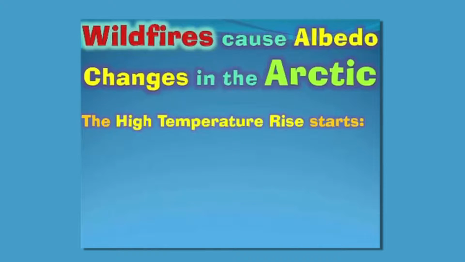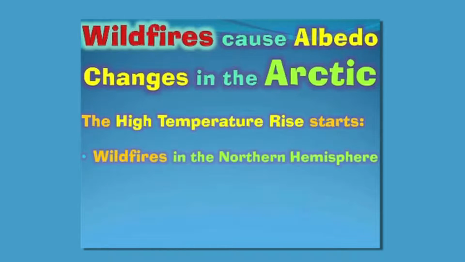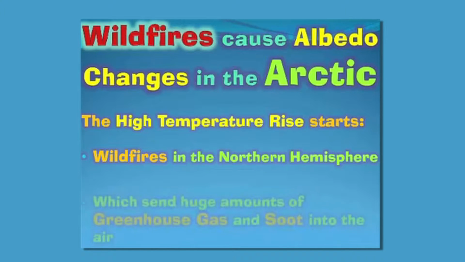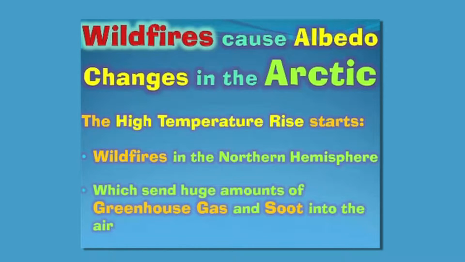So these wildfires cause albedo changes in the Arctic, as I just mentioned. And we find that high temperature rises are starting wildfires all over the northern hemisphere. I mean, now in the western United States, we have fires going in Northern California, Oregon, Washington, Idaho, on and on. All of these, Montana, all of these places have huge fires going on, and they are also dry. All of these fires send a huge amount of greenhouse gas and soot into the air, which have effects.